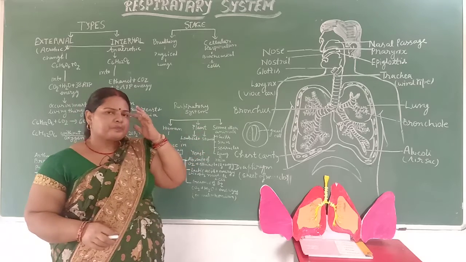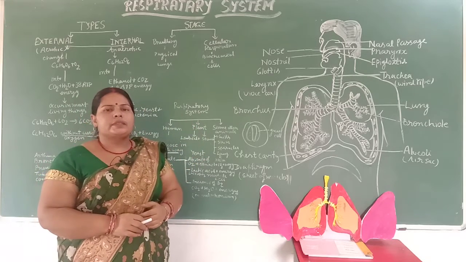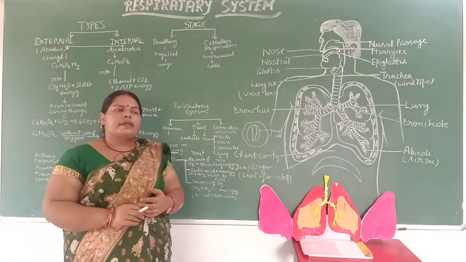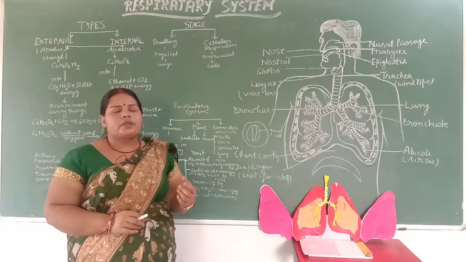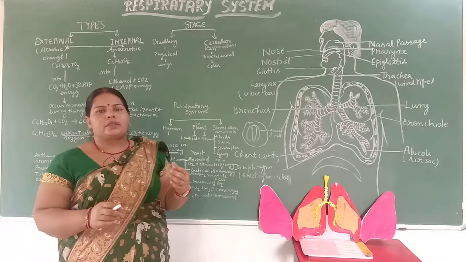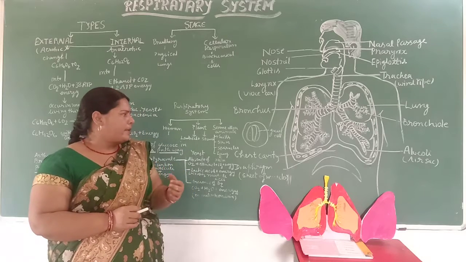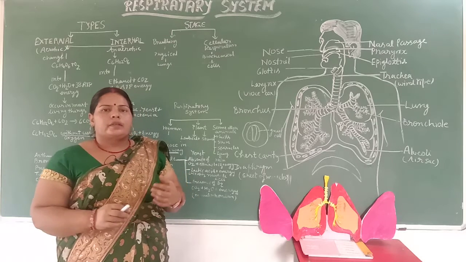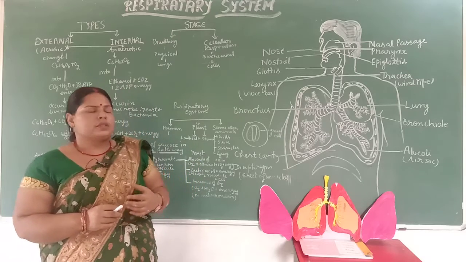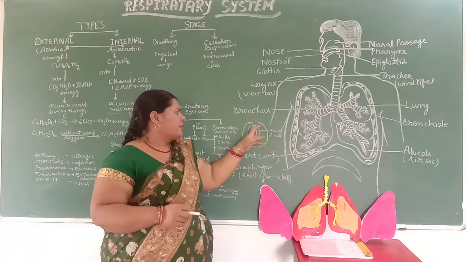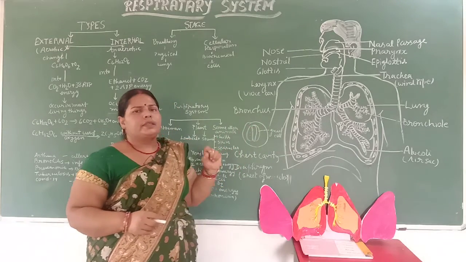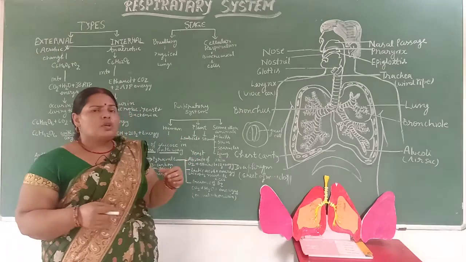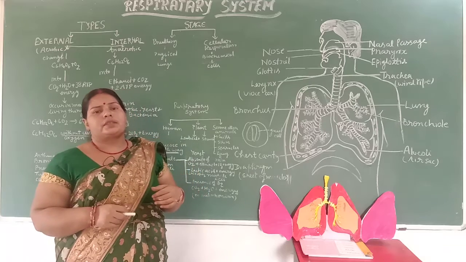Second is the plant. Plants have different parts. These have three parts: first the stomata, second the root hairs, and third the lenticels. Stomata are found in the leaf, and lenticels are found in the woody parts, the stems. The leaves take in oxygen and release carbon dioxide. The root hairs also take in oxygen and release carbon dioxide.